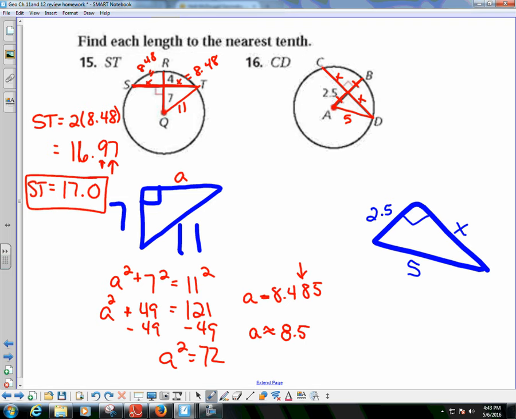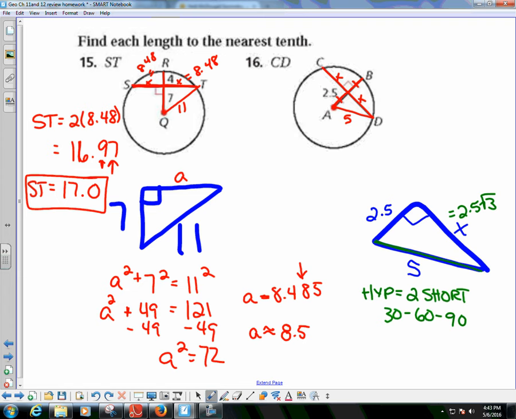I've been beating this 30, 60, 90 triangle drum for a long time. This is the hypotenuse, and my spidey sense says that the hypotenuse is 2 times the length of the short leg. If the hypotenuse is 2 times the short leg, then I have a 30, 60, 90 triangle. That means, without doing anything else, that x is 2.5 times the square root of 3.